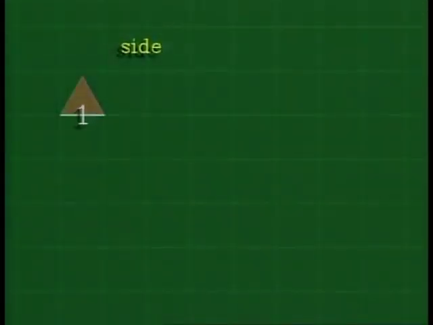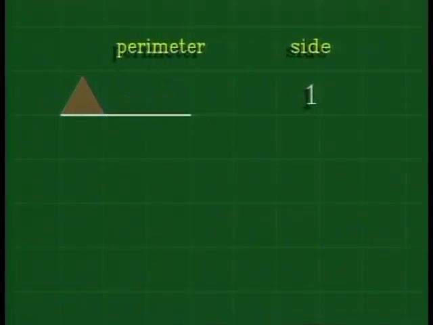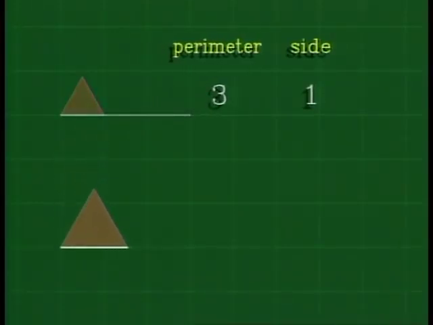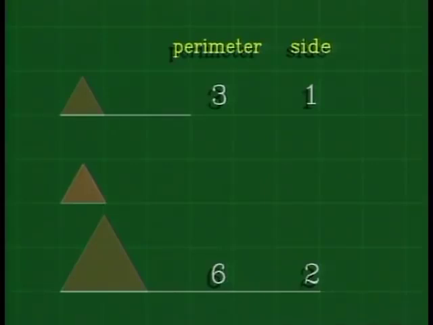This equilateral triangle has three equal sides of unit length. Its perimeter, the length of the boundary, is equal to 3. If the figure is scaled by a factor, for example 2, the perimeter is multiplied by the same factor, giving a perimeter of 6. If the scaling factor is s, the perimeter is multiplied by s.